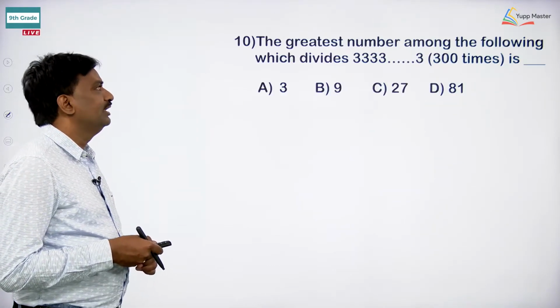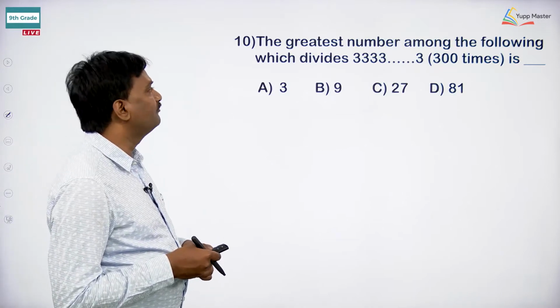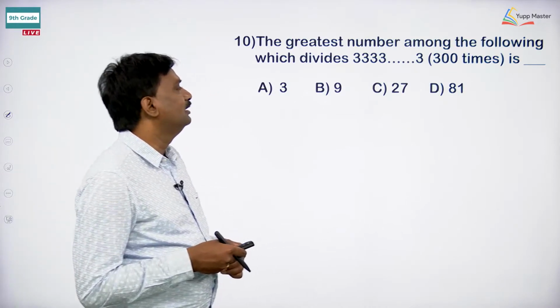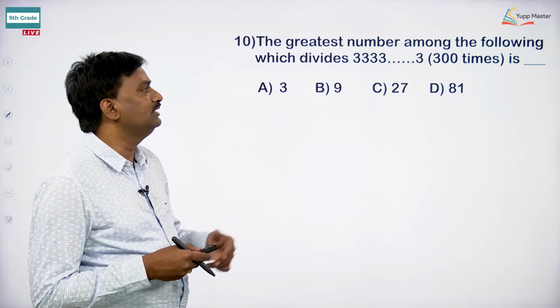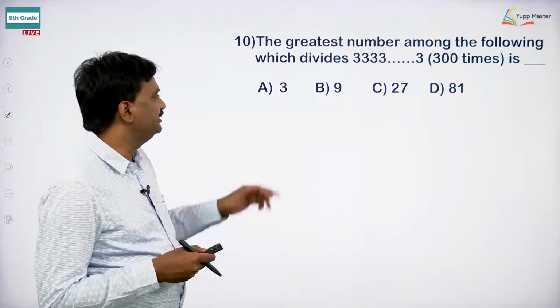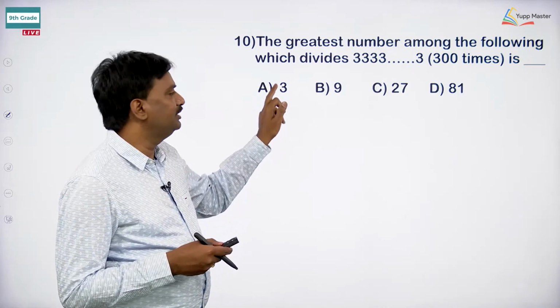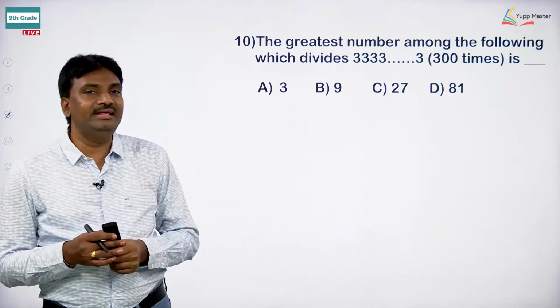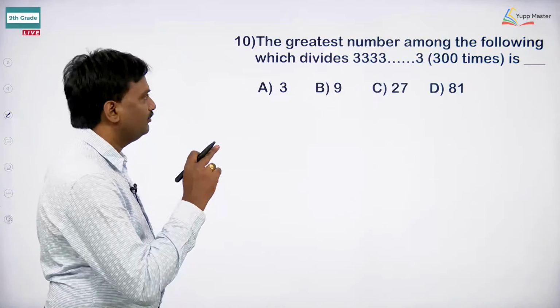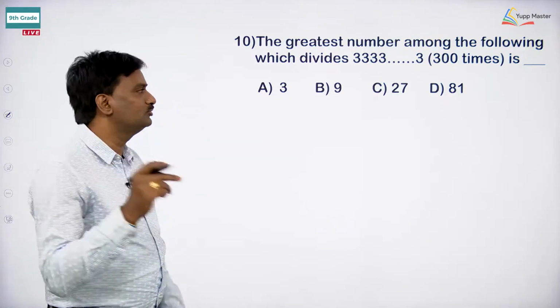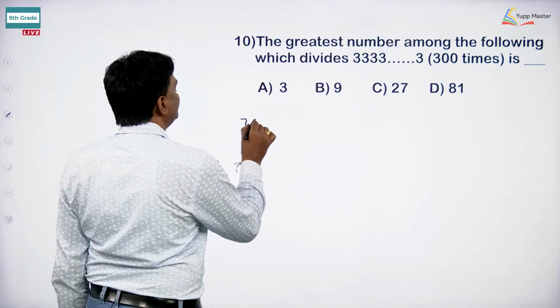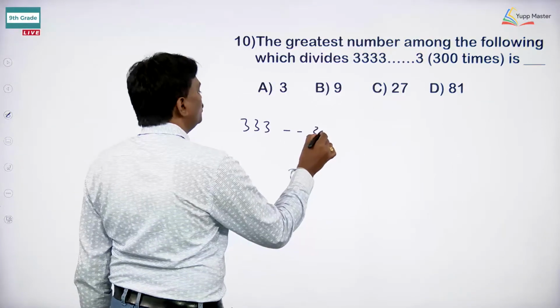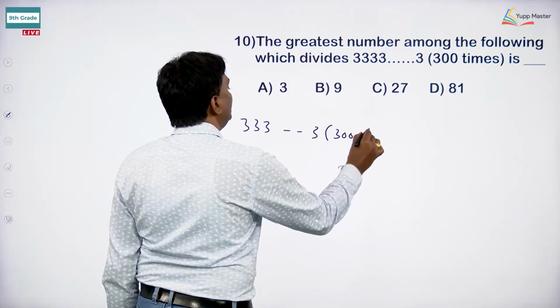Next problem: the greatest number among the following which divides 3, 3, 3, 3 and so on, 300 times, is. Option A is 3, option B is 9, option C is 27, option D is 81. Here we have to take 3, 3, 3, 3 and so on, 300 times.